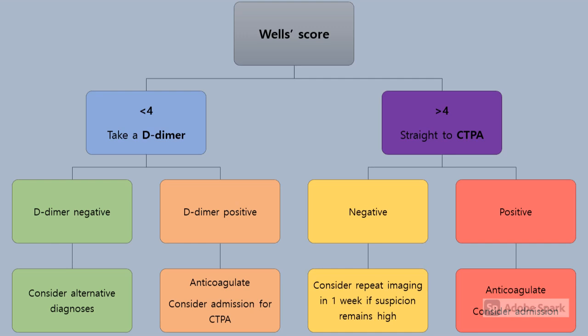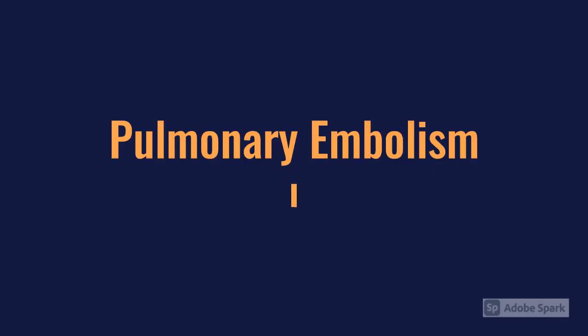I think from memory, it's about 97% sensitive, so it does mean there's 3% of patients we're missing. And those patients, we often will do repeat imaging in around a week. That may well just be an ultrasound of the lower legs. It may be a secondary CTPA if the clinical suspicion is high.